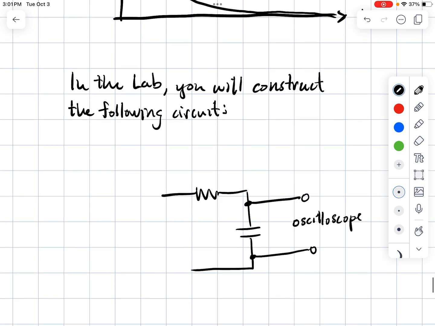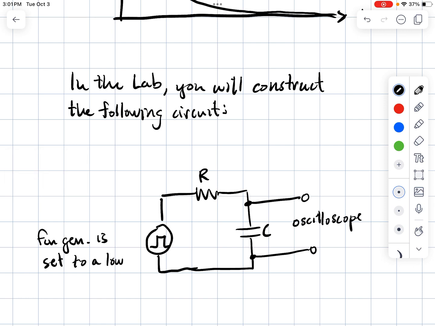And so R and C. And then what we'll do is, instead of using a switch, we're going to use the function generator, but it's going to be in square wave mode. So the function generator is set to a low frequency square wave.